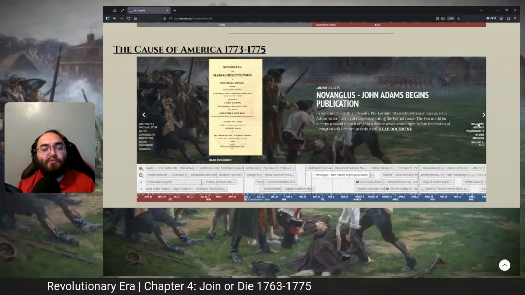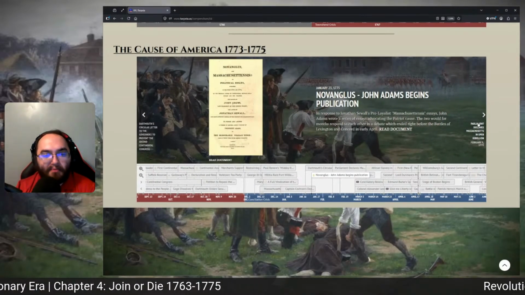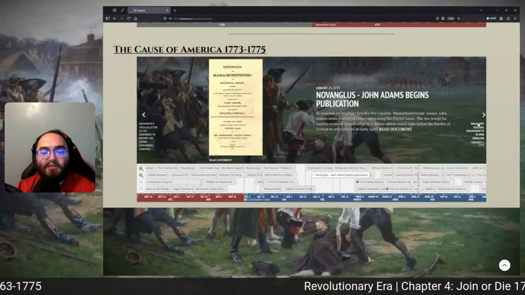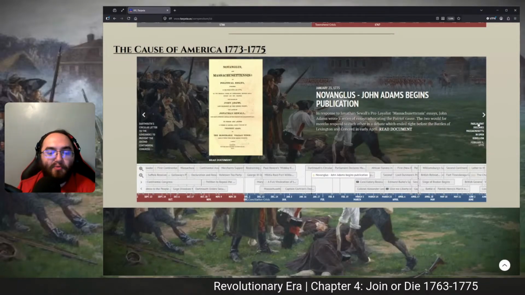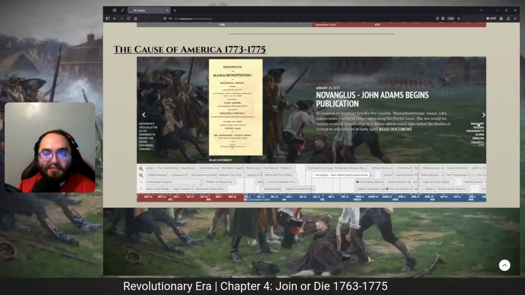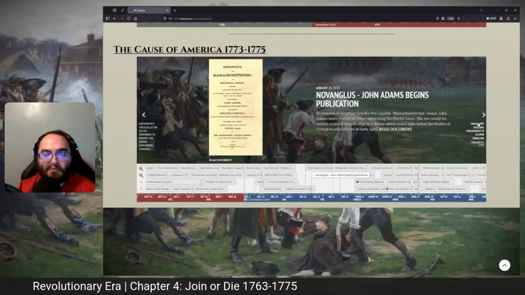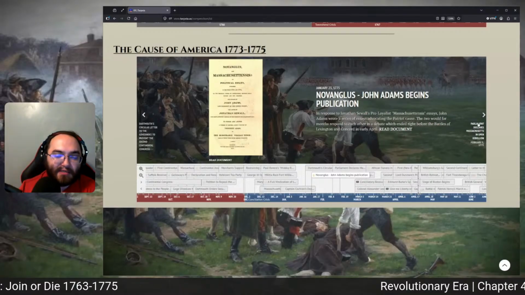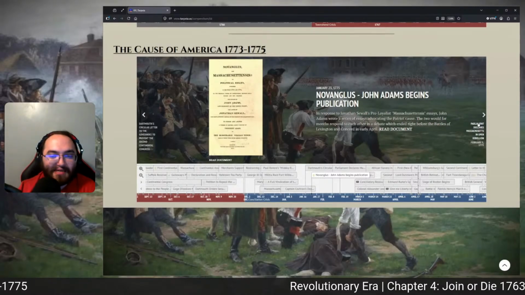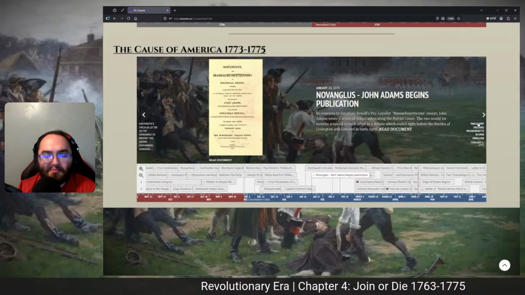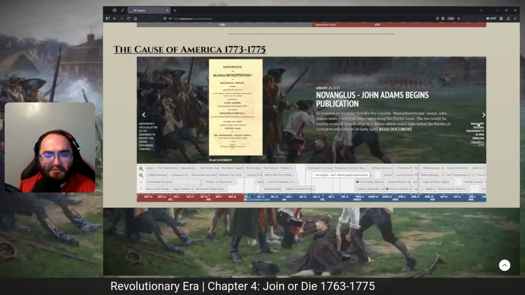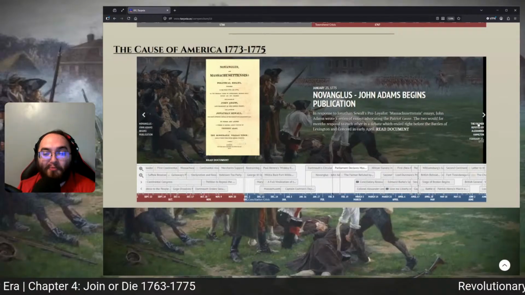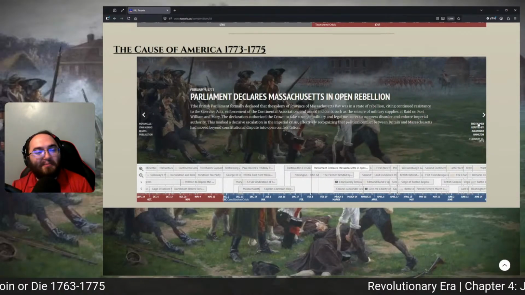Like I said, Novanglus, written by John Adams, will begin its publication, which is this debate with Massachusettensis, written by Jonathan Sewall, who is a loyalist. And the debate ends days after, or days before, Lexington and Concord in early April, which is interesting timing.